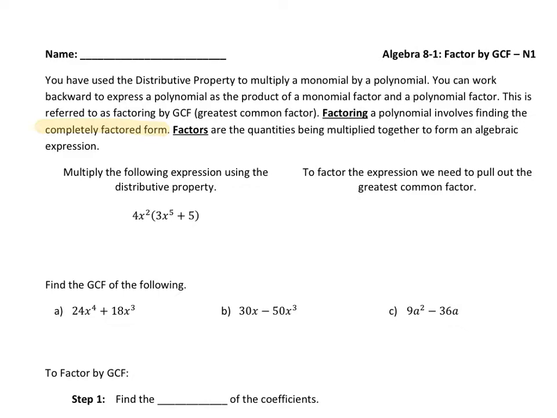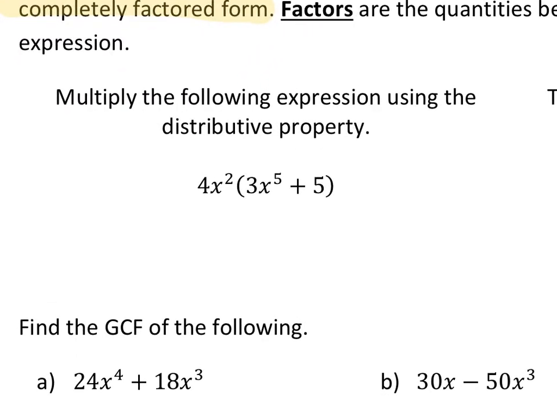If we take a look using our distributive property, multiply the following expression using the distributive property. So we're going to multiply 4x squared by 3x to the fifth. 4 times 3 is 12. And remember, our shortcut with multiplying variables with exponents is you keep the base and add the exponents, so it becomes x to the 7th. And then we're going to do 4x squared times 5 as well. 4 times 5 is a positive 20. And there's no x term with the 5, so we just carry down the x squared.